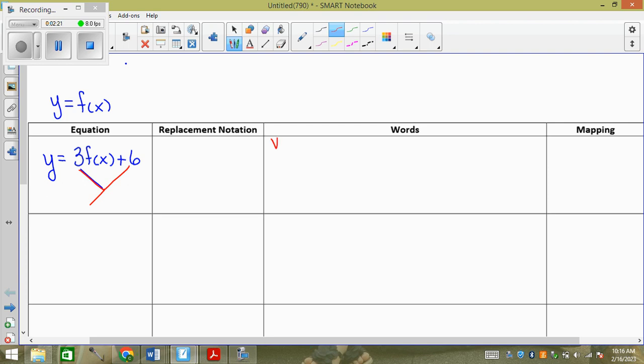A stretch. So I have to state that first. Vertical stretch by a factor of 3 about the x-axis. Do I have a reflection? No. How would you know if I had a reflection? The 3 would be negative.